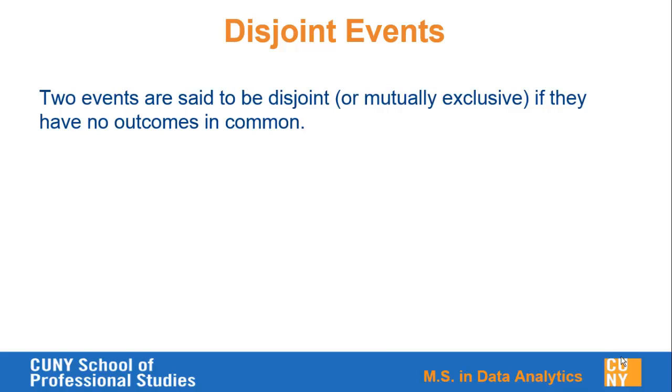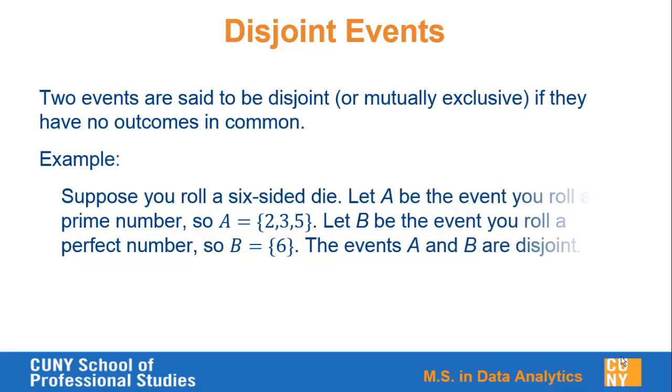Two events are said to be disjoint, or also often said to be mutually exclusive, those are equivalent terms, if they have no outcomes in common. So for instance, we roll our six-sided die. The event you roll a prime number includes the outcomes 2, 3, and 5. The event that you roll a perfect number includes the outcome 6. And so A and B here are disjoint. They have no outcomes in common.